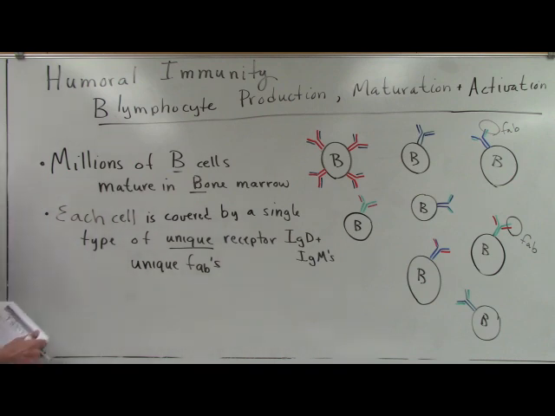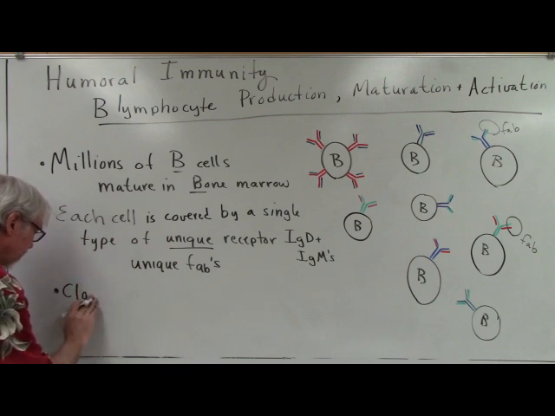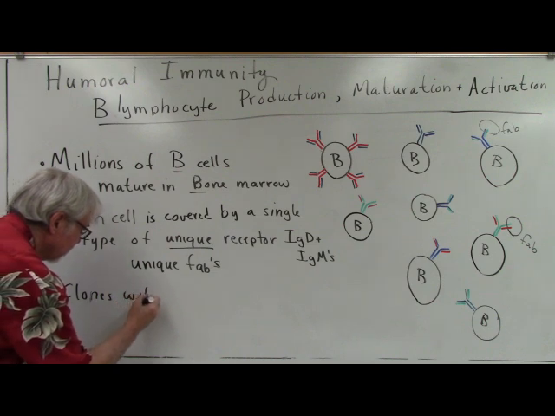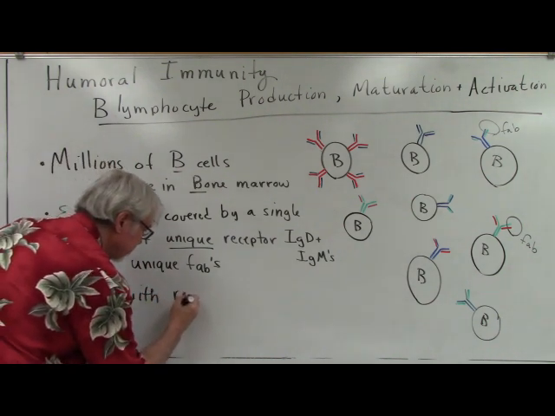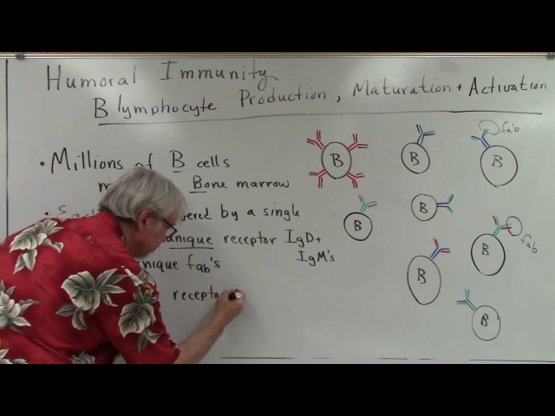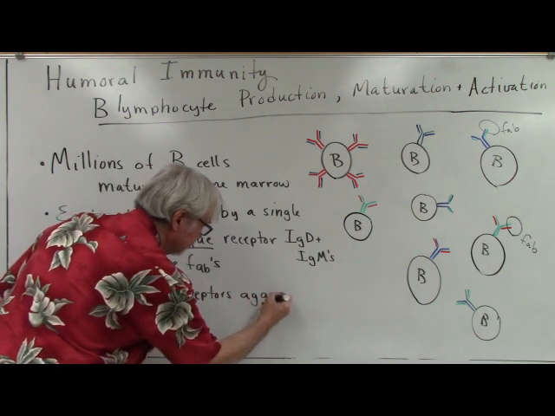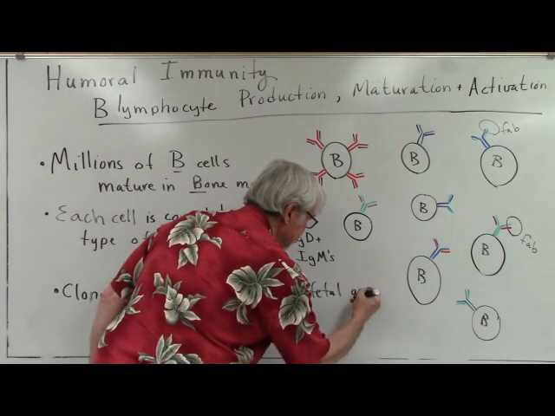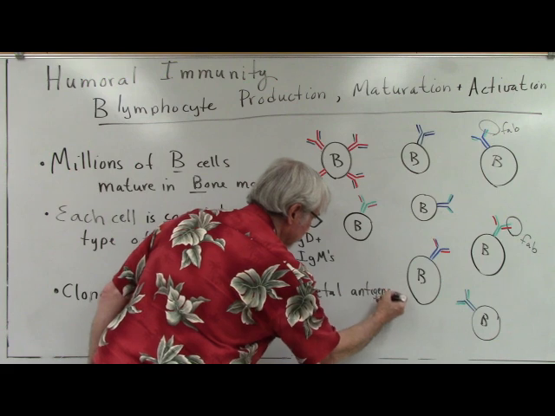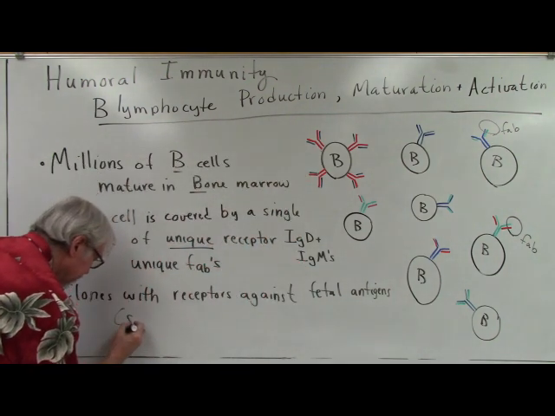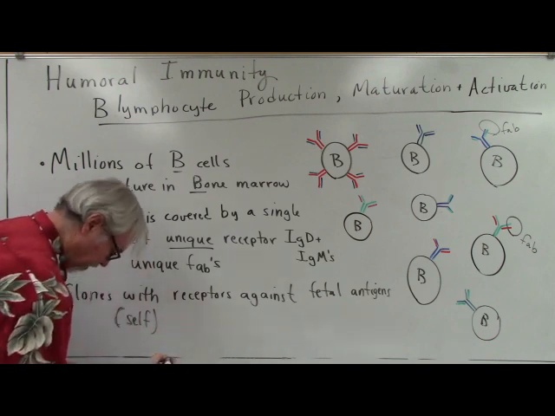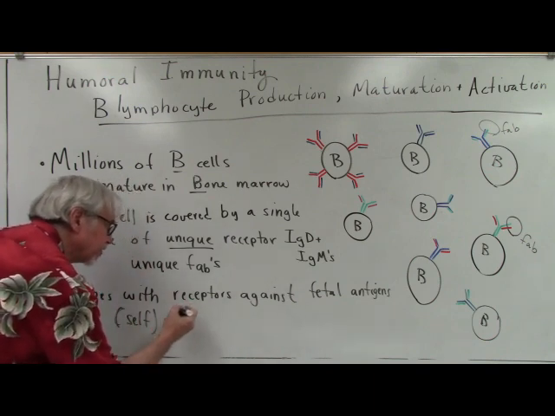So clones with receptors that are directed against fetal antigens, or what we would call self, are killed in fetal development.